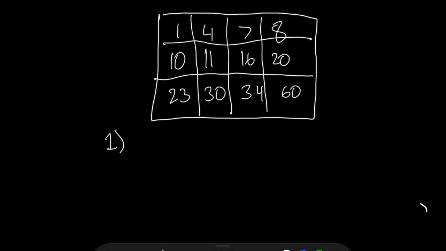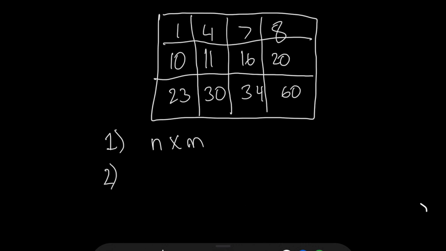The first one is the most basic brute force, which is n squared, where you will just be checking all the rows and all the columns and seeing if there's a value. And actually this is not n squared, if there's n rows and m columns, it would be n times m. So that would be the most basic solution.